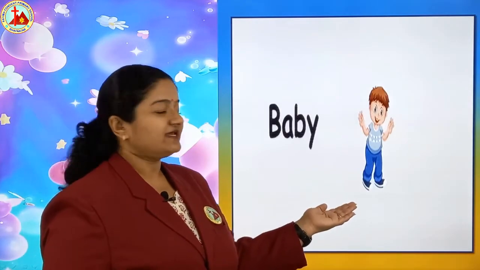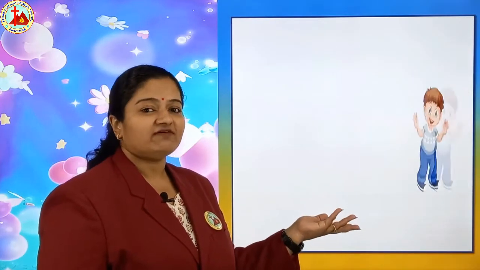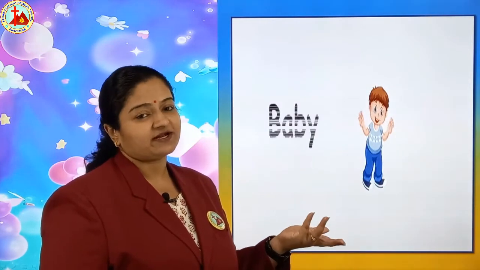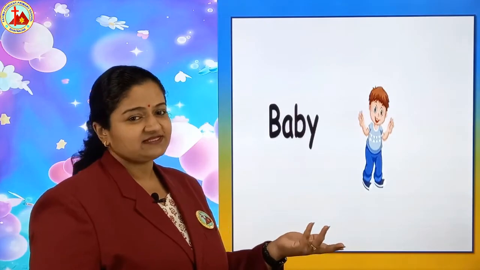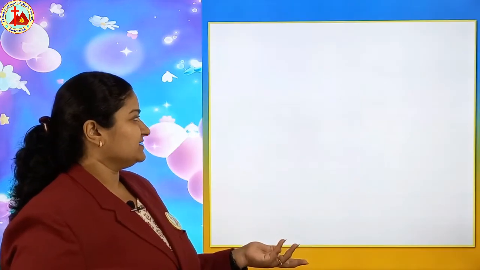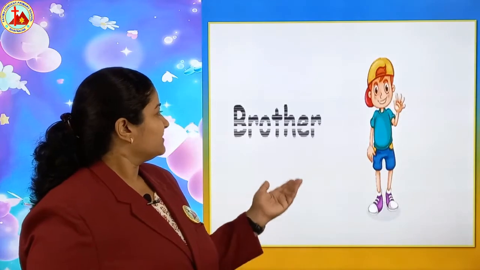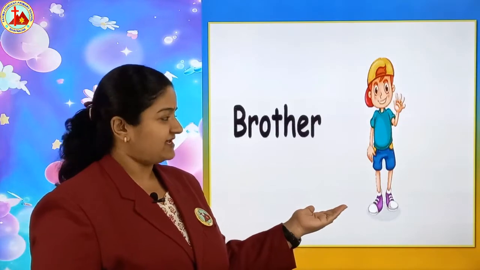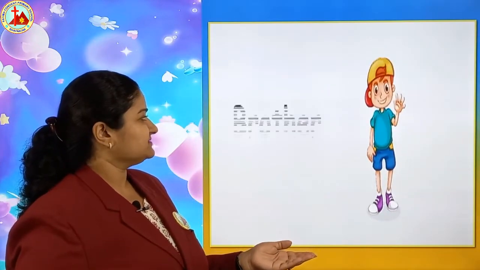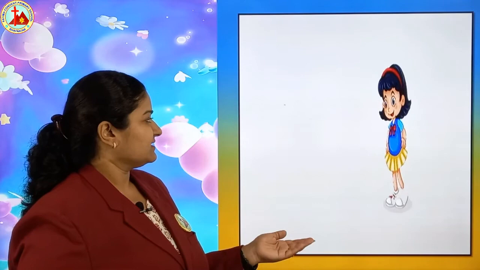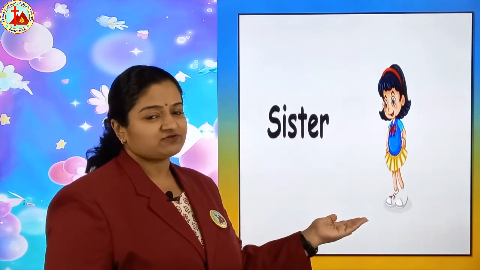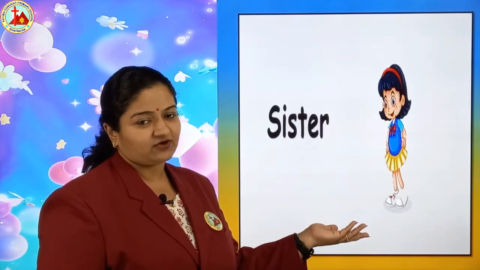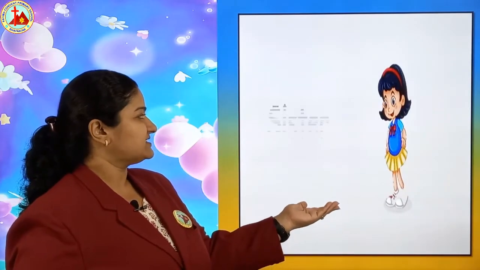The small one is baby. Might be you have a small brother also, or you have a small sister also. You are a single child also. Yes. Next one is brother. Yes. This is your brother. Yes. Let's see next one. Sister. You have a small sister, or you have an elder sister, younger sister at your home. Okay, this is your sister.